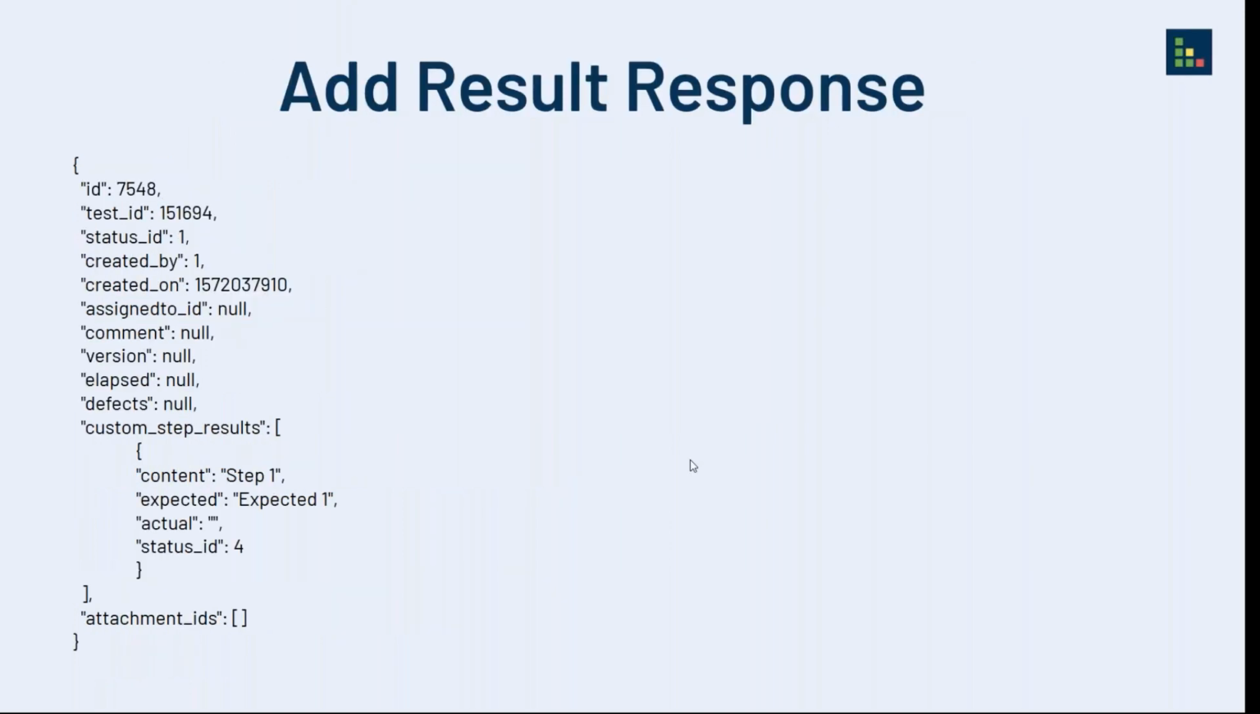When you submit a result to TestRail, you will get a response back, which includes information for that test result. The ID shown here is the ID of the result itself. You also have the test ID, the test status, who created the result, the timestamp for when the result was created, along with any other custom fields or result fields associated with this. Some fields will always be returned, while custom fields will depend on the fields that you have configured in your TestRail instance.